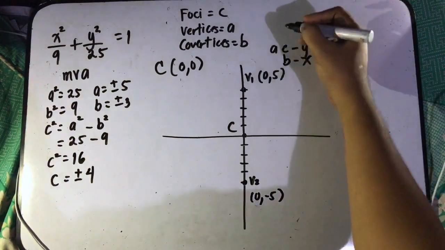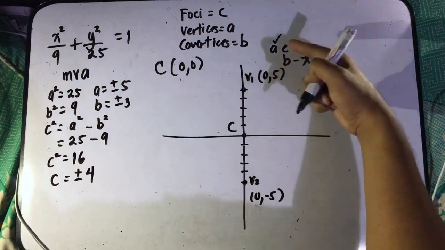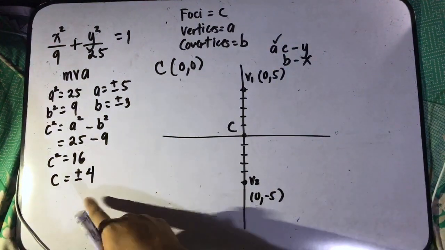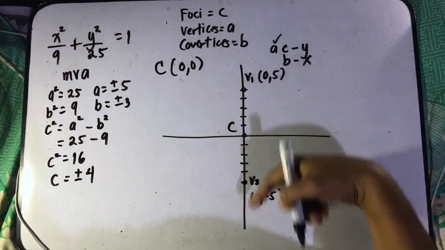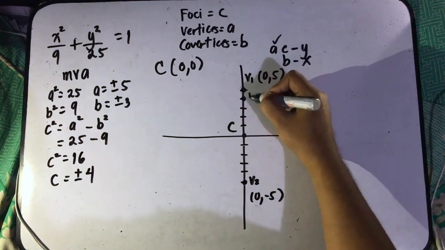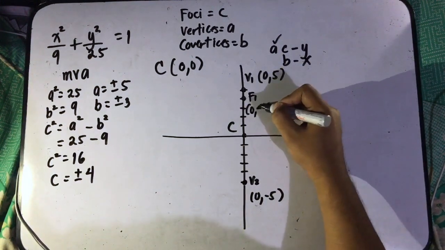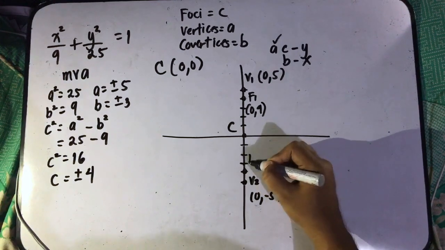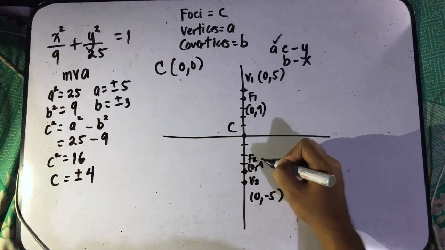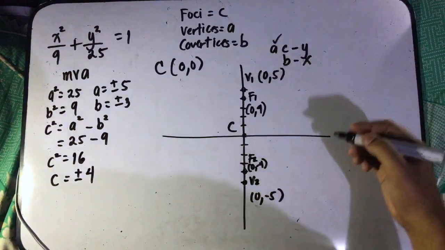Where is the focus? So, tapos na tayo kay A. Sa C naman tayo. Asan daw si C? Plus minus 4, tataas tayo ng 4, bababa tayo ng 4. 1, 2, 3, 4. So, this is F1, located at 0 and 4. 1, 2, 3, 4. This is F2, located at 0, negative 4. So, that is the major axis.